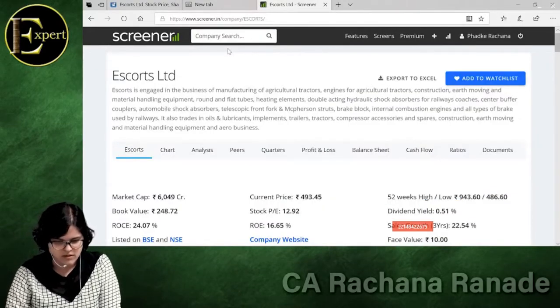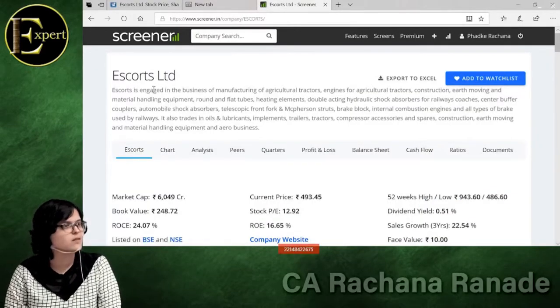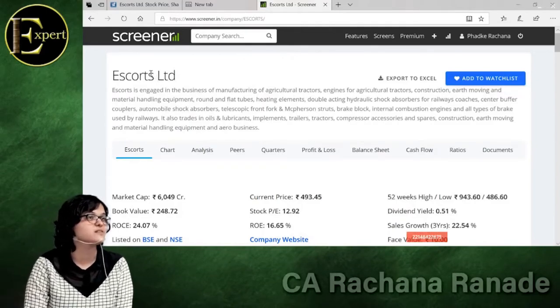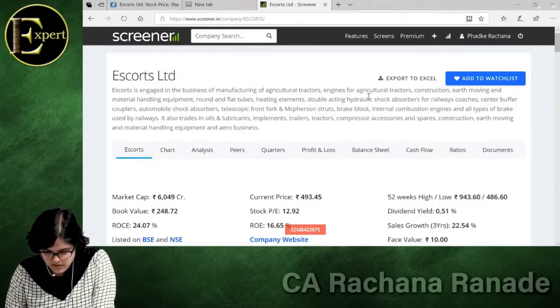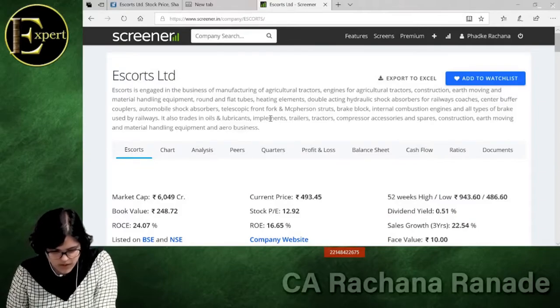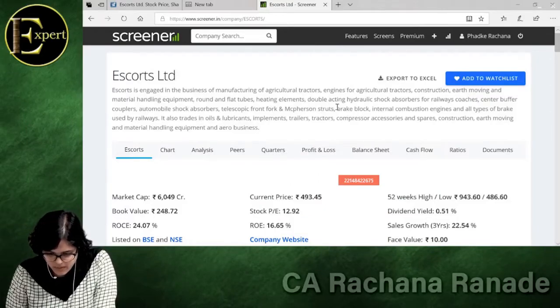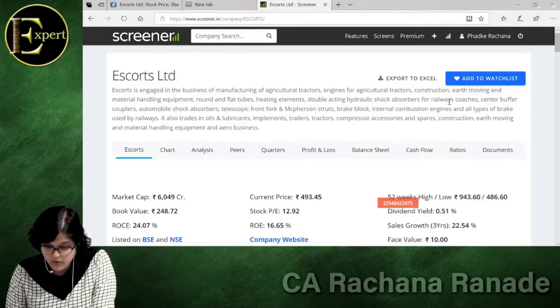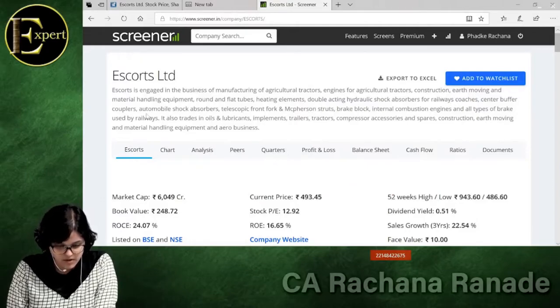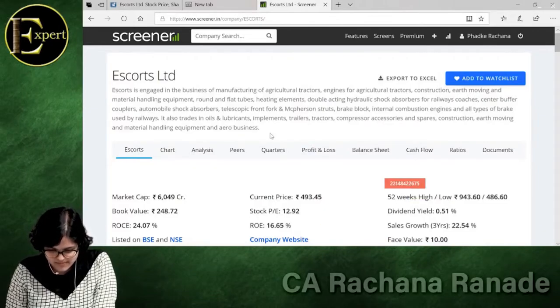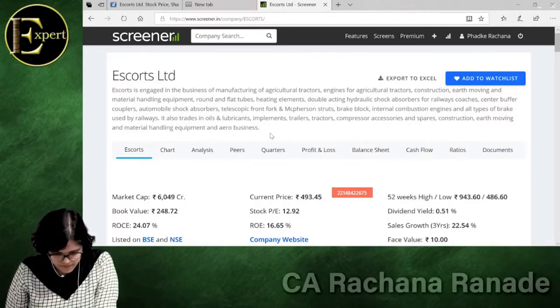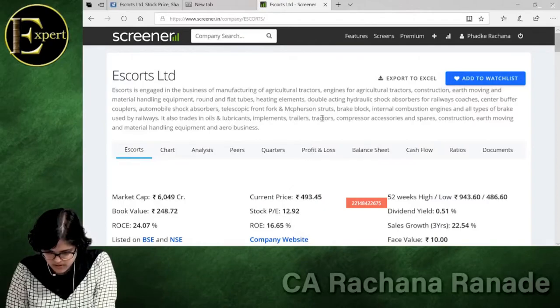See, the moment I type here, I get a brief 3 to 4 liner on exactly what the company does. Such a fantastic thing again. Escorts is engaged in the business of manufacturing of agricultural tractors, engines for agricultural tractors, construction, earth moving, material handling equipment, round and flat tubes, heating elements, double acting... I don't understand any of this. Then for railway coaches, center buffer couplers, I don't know this either. Automobile shock absorbers, telescopic front fork. There's quite a lot in railways. It also trades in oils and lubricants, tractor compressor.